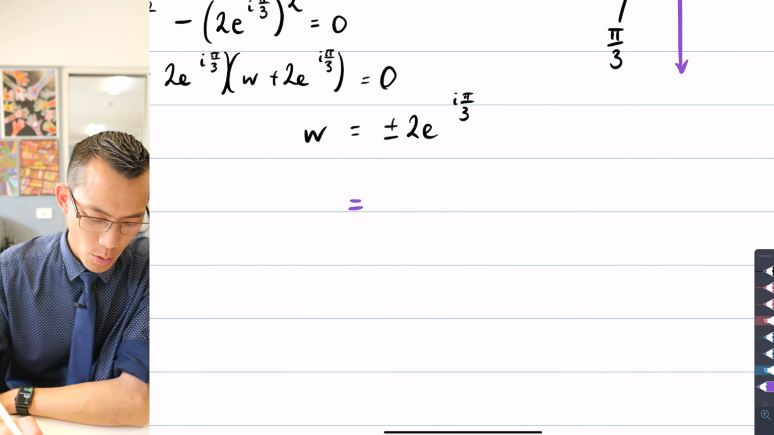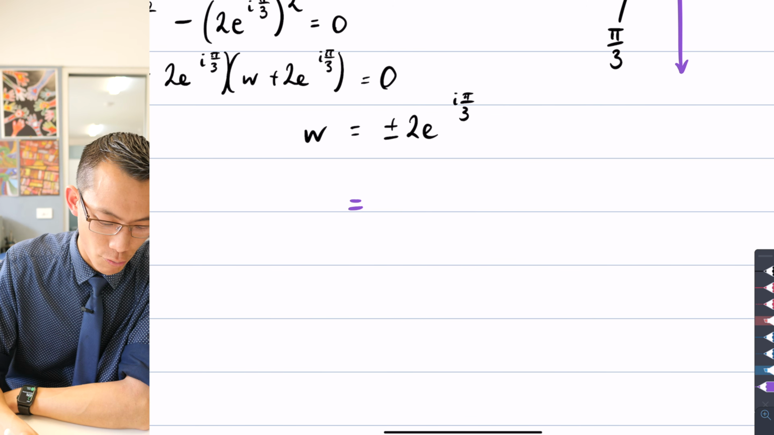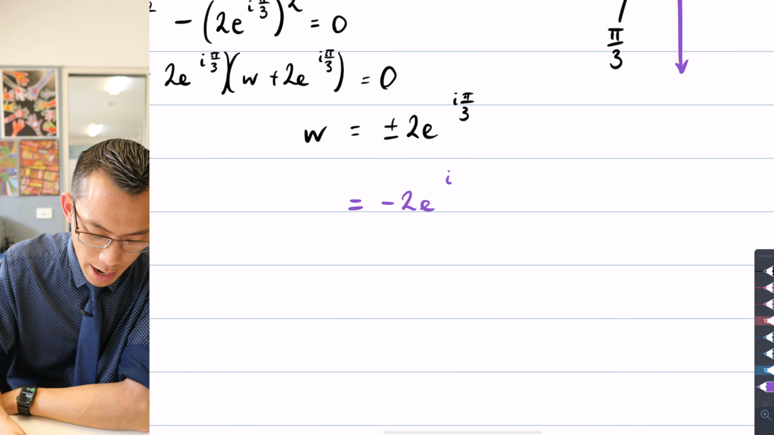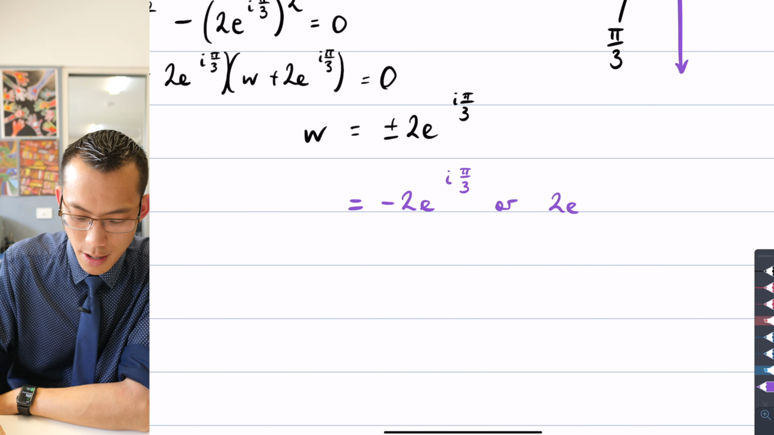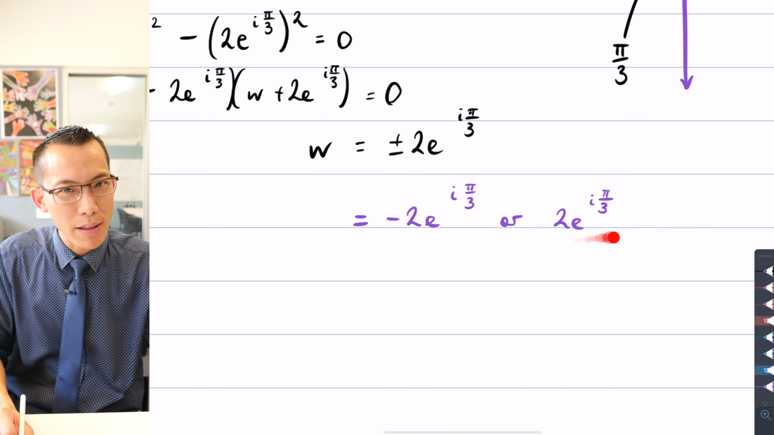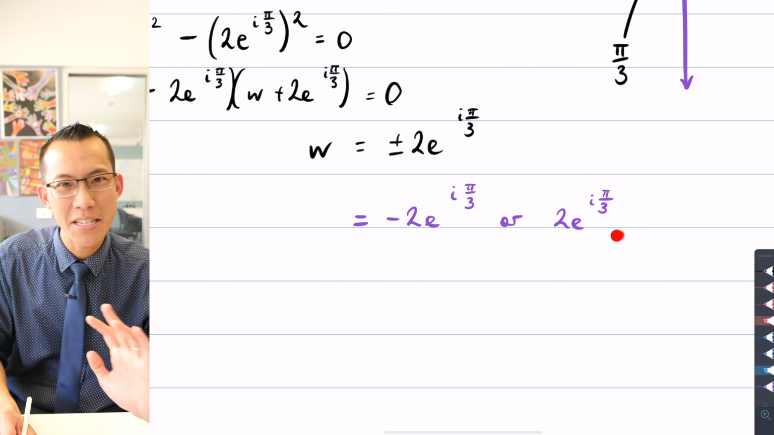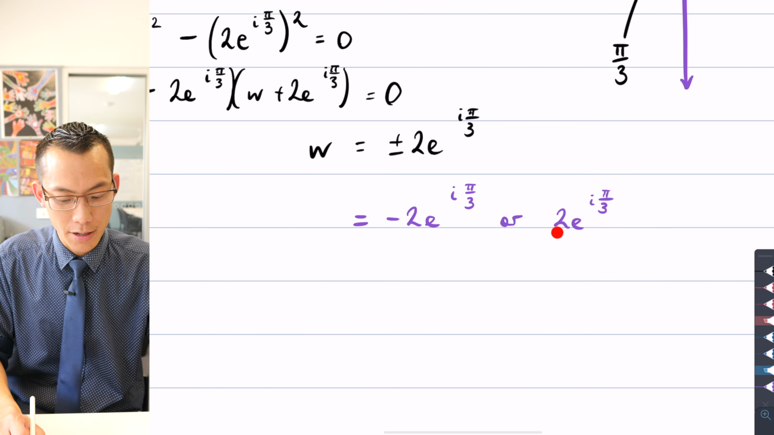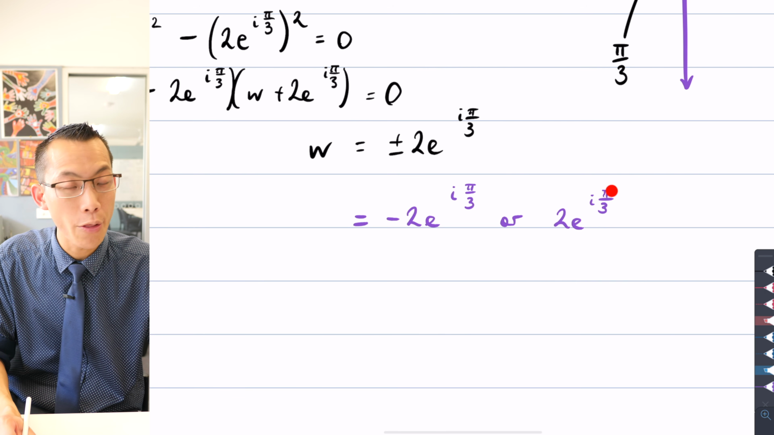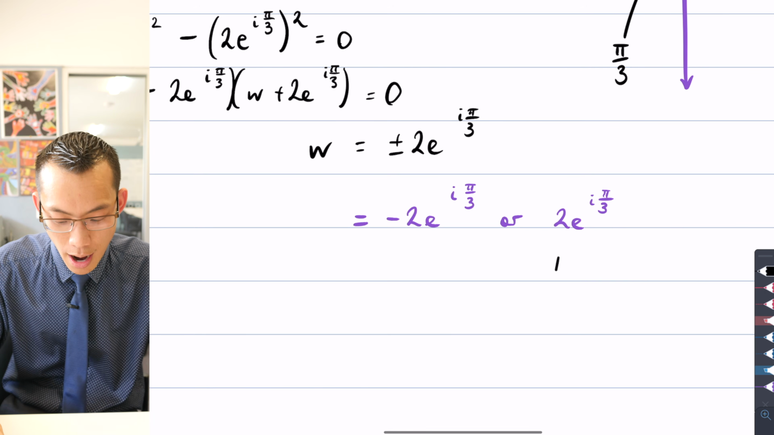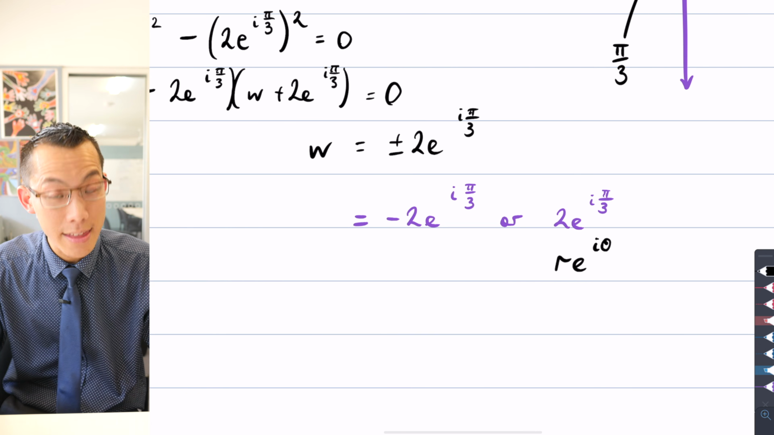What do I mean by that? Well, there's a negative case and a positive case here, right? Plus or minus, that's what it means. So you've got minus 2e to the i pi on 3, and then you've got the positive case, 2e to the i pi on 3. Now, this square root has no problems. This is already written nicely in exponential form because you've got 2 being the modulus and then pi on 3 being the argument. So this all looks good. It matches what we want. This is in r e to the i theta.